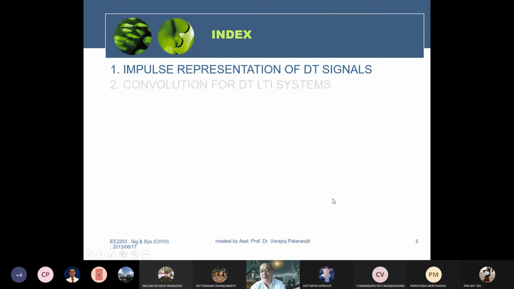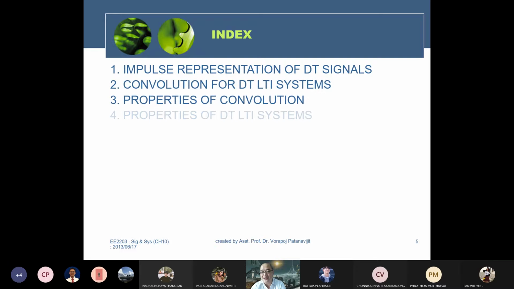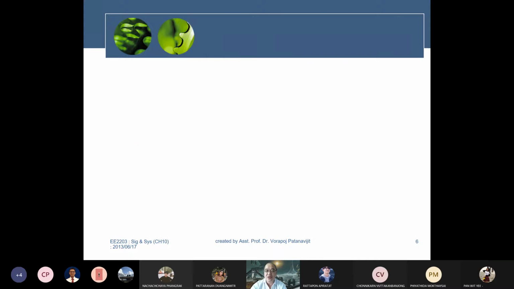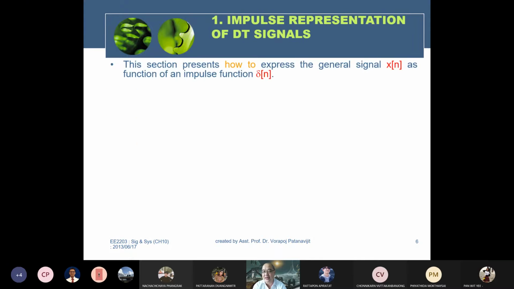Next we will discuss the impulse representation of the discrete time signal, the convolution of the LTI system, the properties of the convolution, the properties of the DT-LTI system, the difference equation model and the terms in the natural response. The first one is the impulse response of the DT-LTI system.